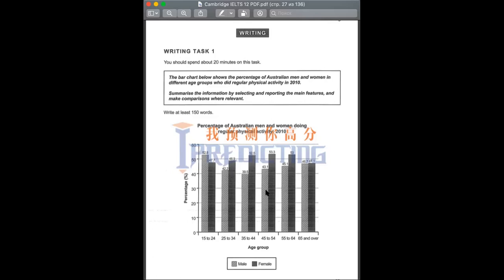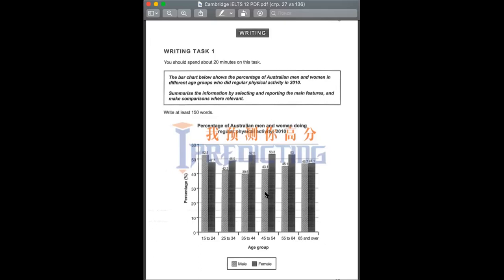Also, in these age groups they're all similar, because in these years women do more physical exercise than men. The difference is about from 6 to 12%. You see 10% here and 8% here. But in this age group, older people, 65 and over, they are almost similar in percentage.